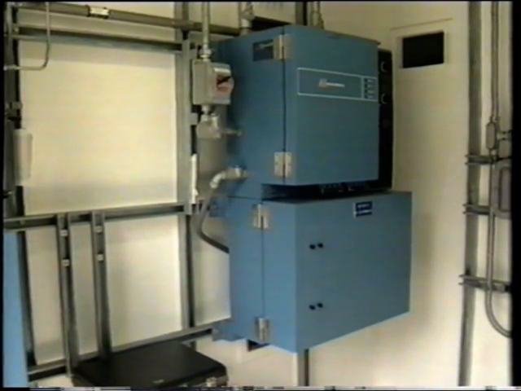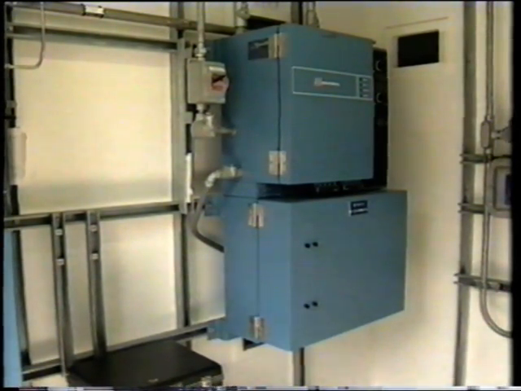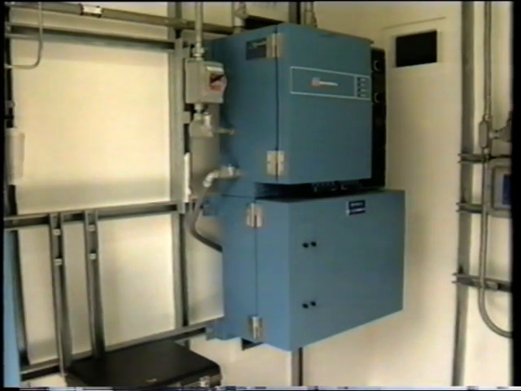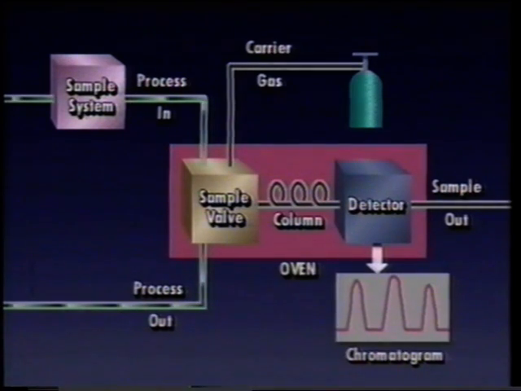Gas chromatography is a method of analyzing complex samples based on the physical separation of sample components. The gas chromatograph is widely used in process control because of its ability to separate complex materials, its high sensitivity, and small sample size requirements. Let's use this simplified drawing to see how a gas chromatograph operates.